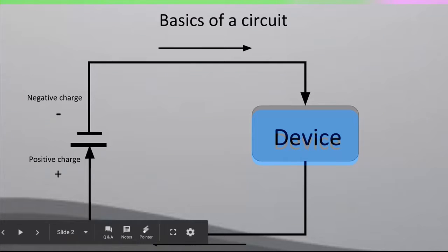Alright, anyways. So, right here, looking at this, you can see the basics of a circuit. You got the battery, then you got the negative charge moving around in a circuit. It's just moving in a circle, or in a loop.